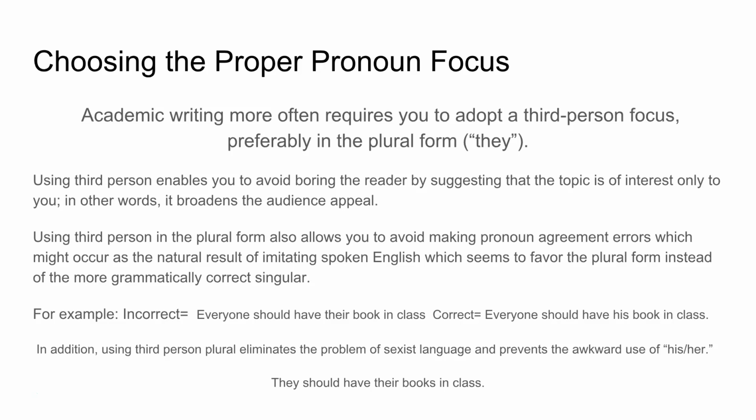This third person enables you to avoid boring your reader by suggesting that the topic is of interest only to you. So when you use they, it broadens the audience appeal, because then they think, ooh, a lot of people are interested. Also, it allows you to avoid making pronoun agreement errors, which might occur as the natural result of imitating spoken English. For example, it's incorrect to say everyone should have their book in class. That's something a lot of us say.